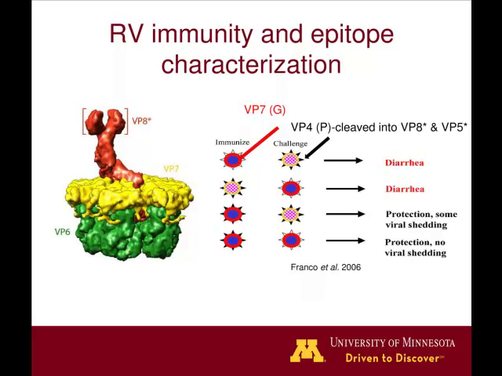Versus if you were to have the VP4s represented by the spike match, but you have different VP7s, there was protection, but we're still seeing viral shedding that's occurring. Inversely, if the VP7s matched, but the VP4s were different, there was protection and there was no viral shedding.